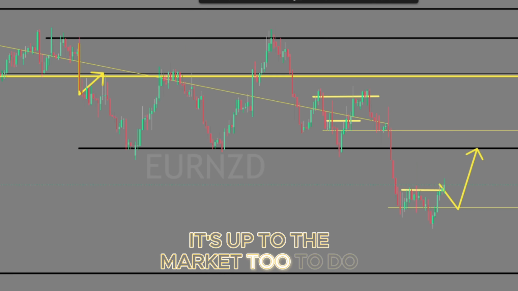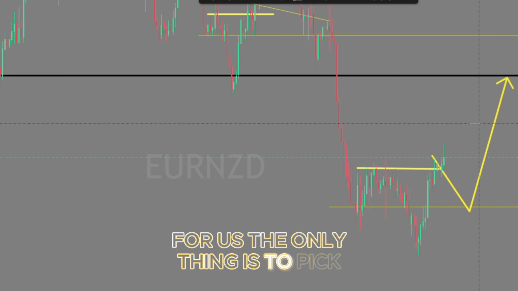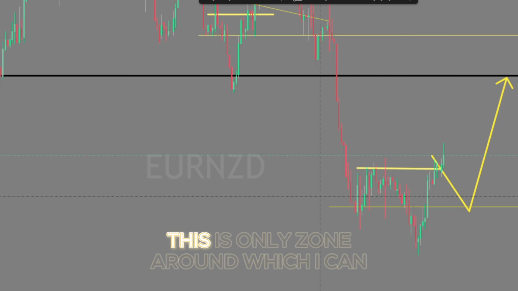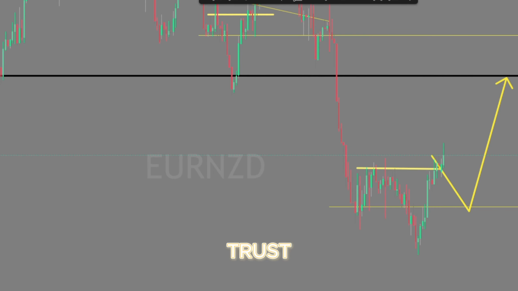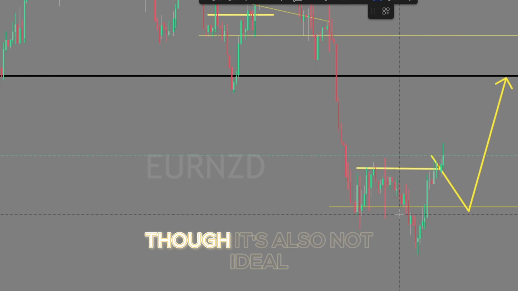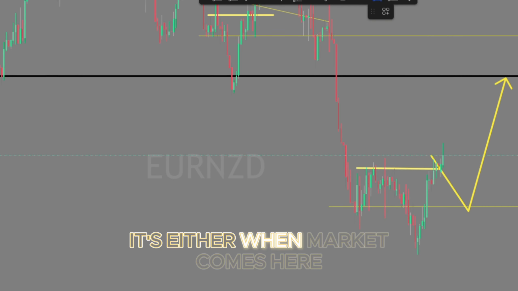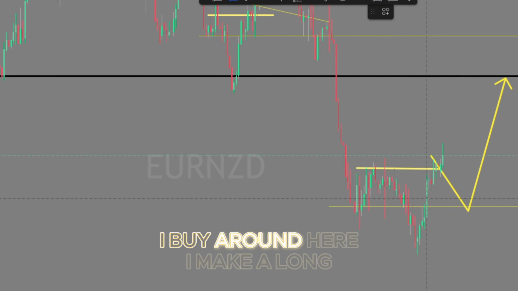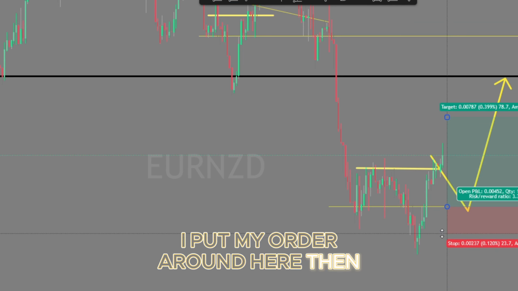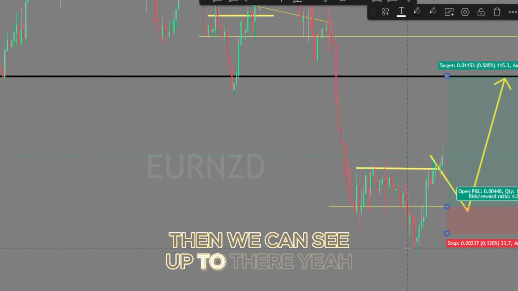It's up to the market to do its thing, because we don't control the market. For us, the only thing is to pick profits and we disappear. So this is the only zone I can trust, or we can put this zone here, though it's also not ideal. The only zone I'm waiting for is when the market comes here, I buy around here, I make a long, I put my order around here, then we can see up to there.